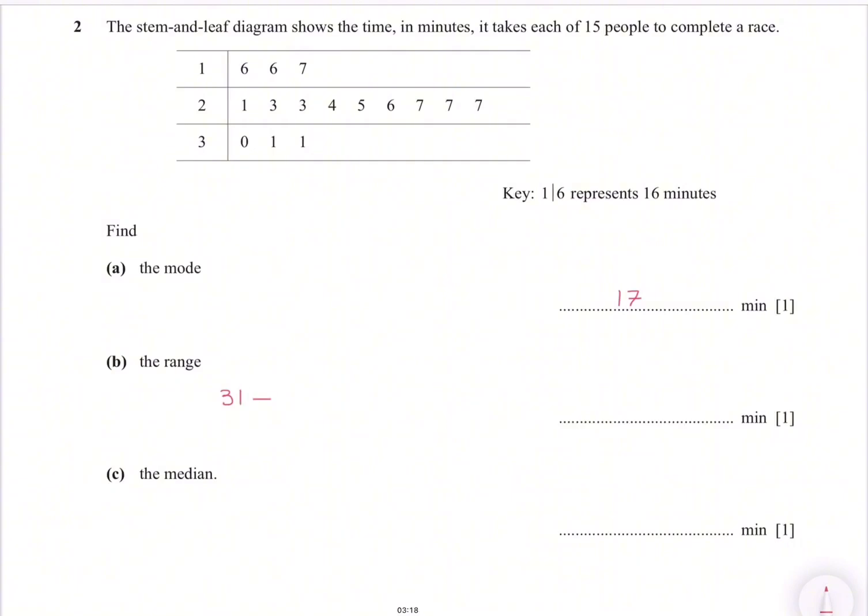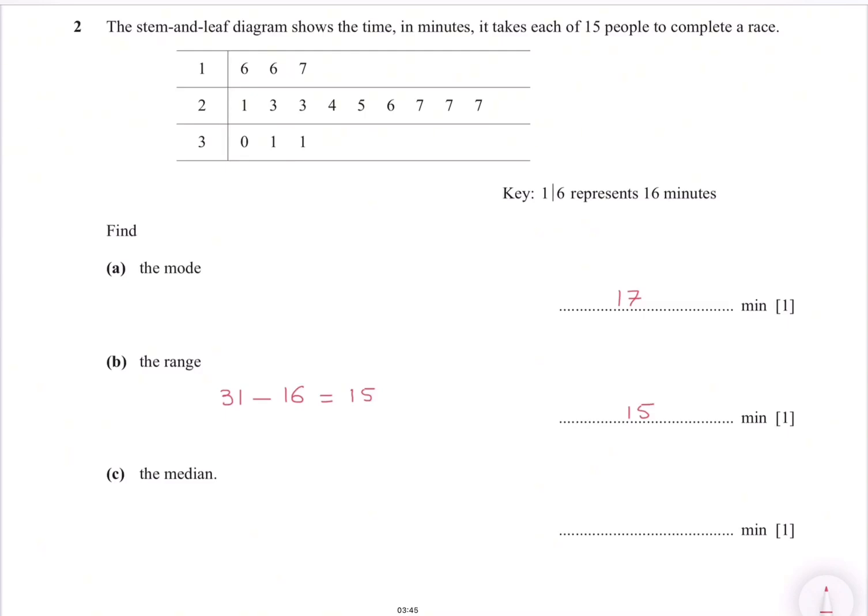Correct it, please. Range is the highest value minus the lowest. So 31 is the highest and 16 is the lowest. So 15 is the range.